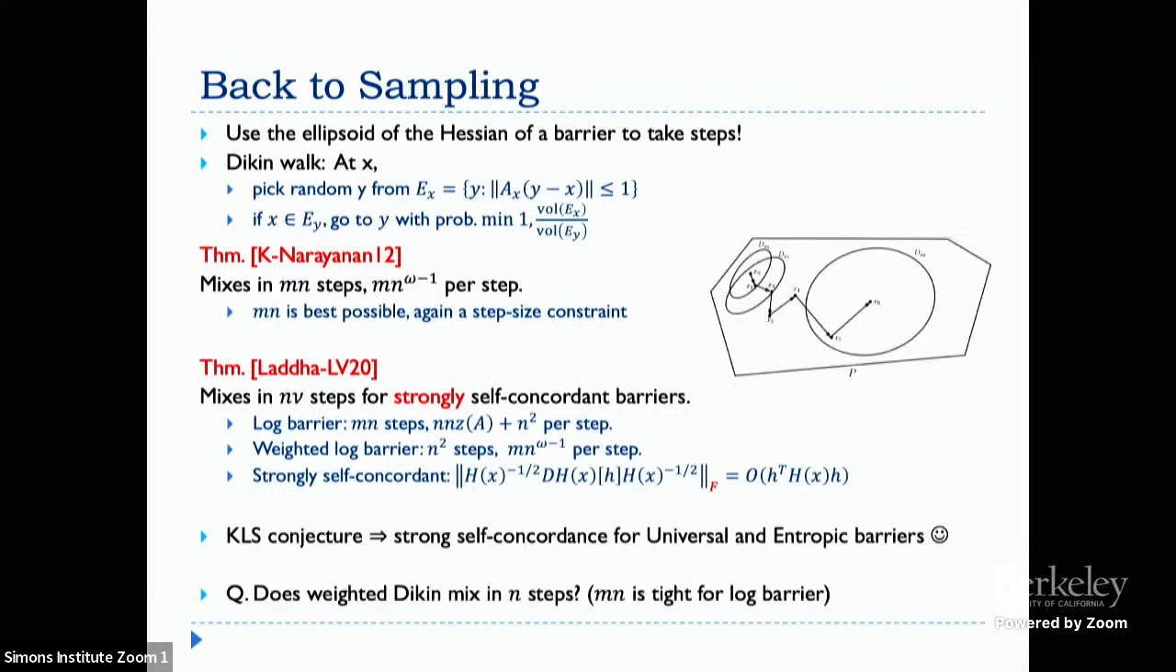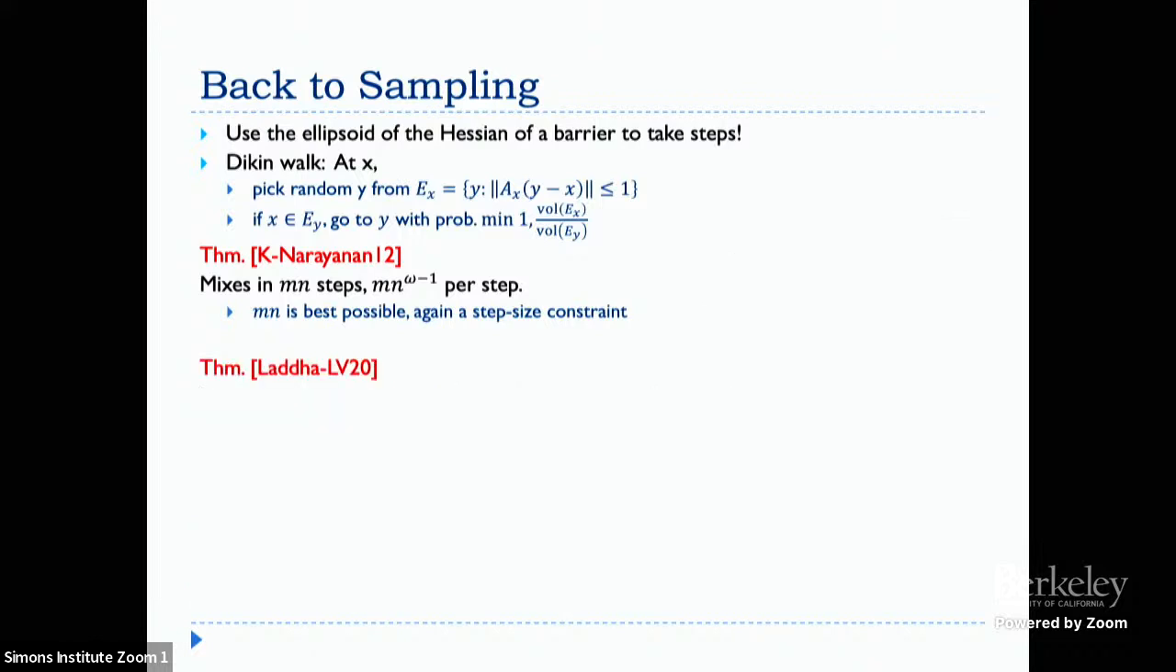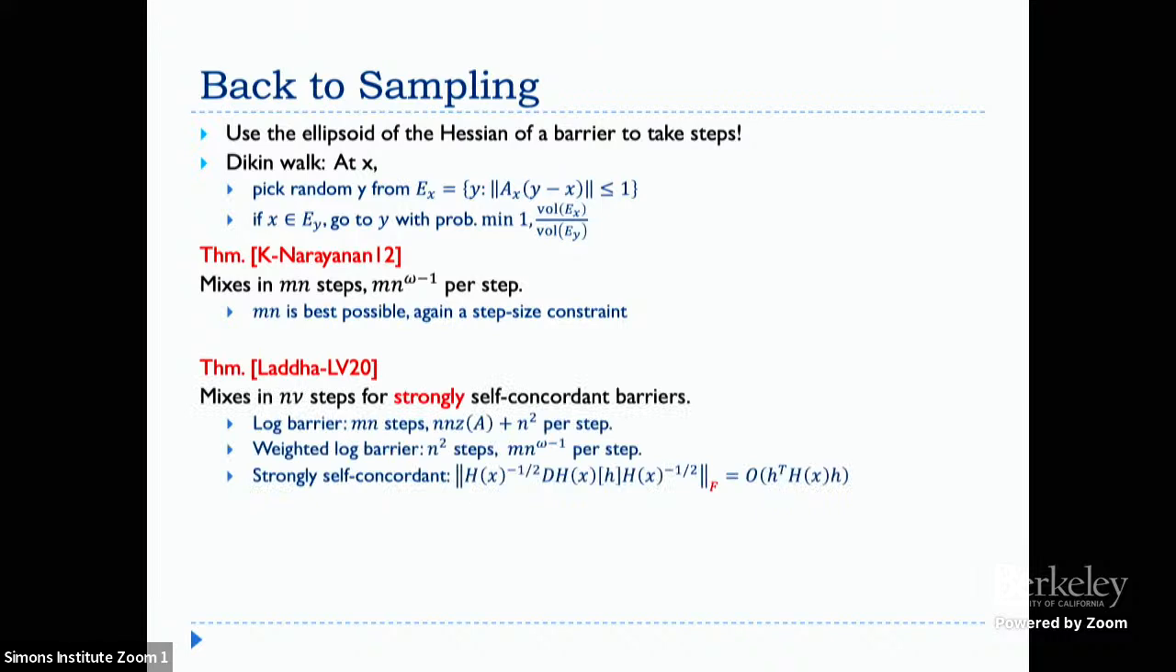There's a figure that should show up. Sorry, there. That's what the Dikin walk looks like. Now, let me go back here. So a generalization that we got a couple of years ago is that, in fact, it mixes in n nu steps, where nu is that parameter of the barrier function. So instead of the Dikin ellipsoid for the log barrier, you can use any barrier you want. And if you have a better barrier, you get a better bound and so on. So in particular, using a weighted log barrier, you can get n squared steps. You can get quadratic number of steps for mixing, regardless of how many facets there are defining your polytope. Okay, curiously, the KLS conjecture implies that the universal and entropic barriers are both also going to give you this quadratic rate.